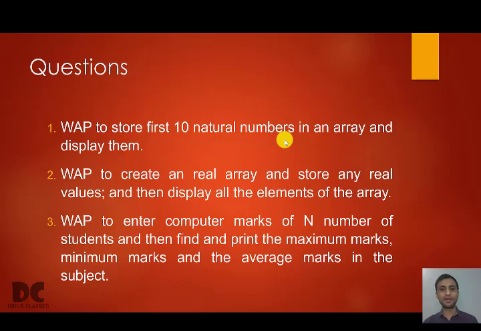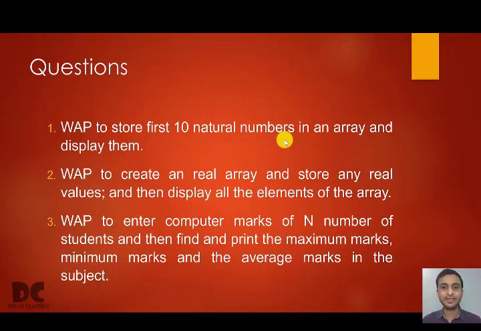Write a program to enter computer marks of n number of students and then find and print the maximum marks, the minimum marks and the average marks in the subject. So the question is saying that in a class there are n number of students. N can be 30 students, 40 students, 50 students. It depends on the class, how many students are there.